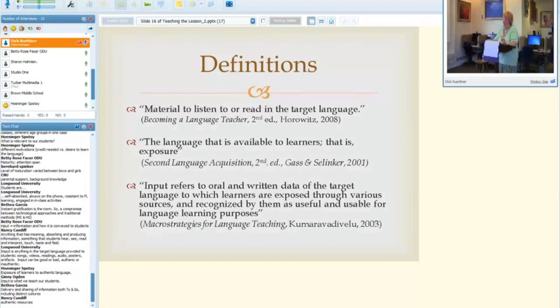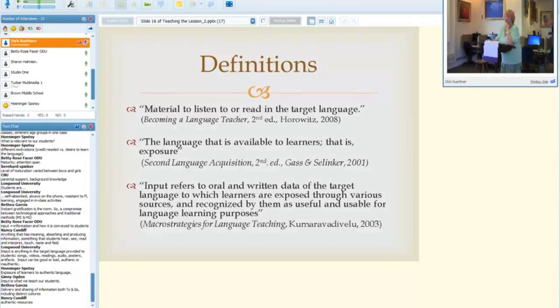And an interesting book that I check every once in a while to see what the thinking is in this, and I will not attempt the pronunciation of the author's name. Input refers to oral and written data of the target language to which learners are exposed through various sources and recognized by them as useful and usable for language learning purposes. A little bit wordy, but I like that. I think that covers it without having to name every specific kind.